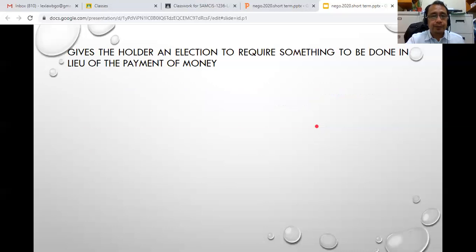Going on further, the last one gives the holder an election to require something to be done in lieu of the payment of money. In this situation, the maker or the acceptor is being required to perform an additional act besides the payment of money. However, the election, the right of choice, is conferred on the maker. The right of choice is conferred on the acceptor.